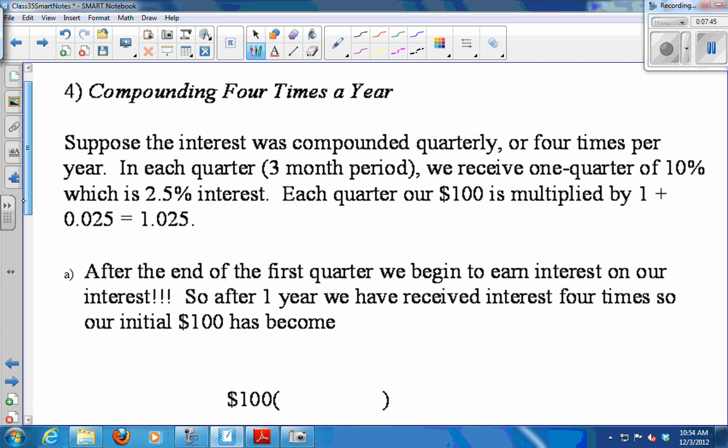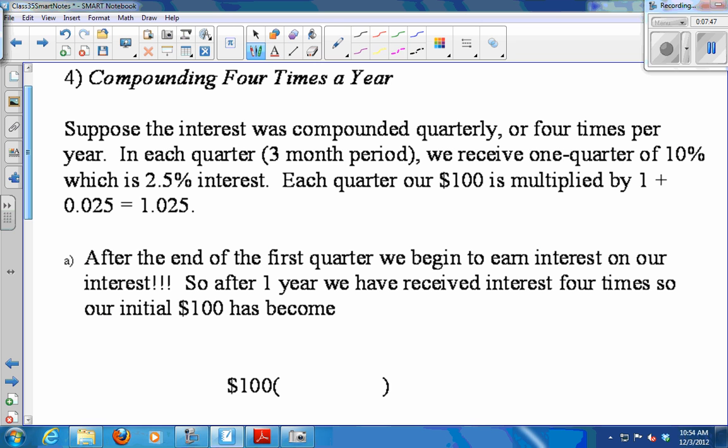So let's say we compound 4 times a year. Twice a year was better than 1. Let's try 4. So I'm going to have my $100, and this time I'm going to compound quarterly. That means 4 times per year. So every 3-month period, we receive 1/4 of our 10% interest, which is 2.5%. So each quarter, $100 gets multiplied by 1.025. 1 for 100%, keep 100% of what you've got, 0.025 to give you an additional 2.5%. And we do that 4 times to make a total of 10%.